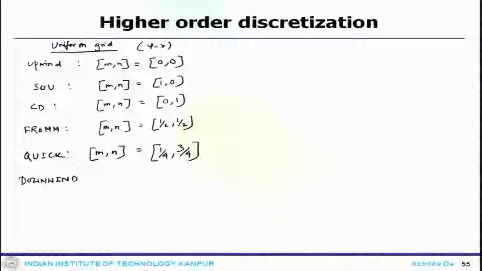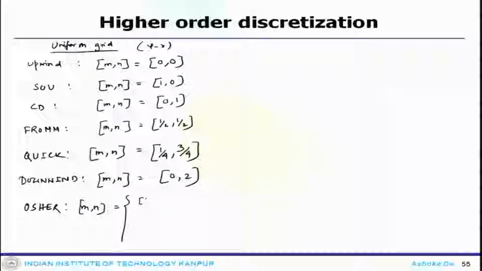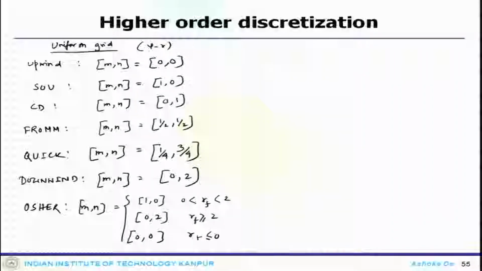Downwind scheme has values 0 2, then you can have the others like Osher, where the m n has 3 segments: one is 1 0, 0 2, 0 0, which is Rf less than 2 greater than 0, Rf greater than equals to 2, Rf less than 0.